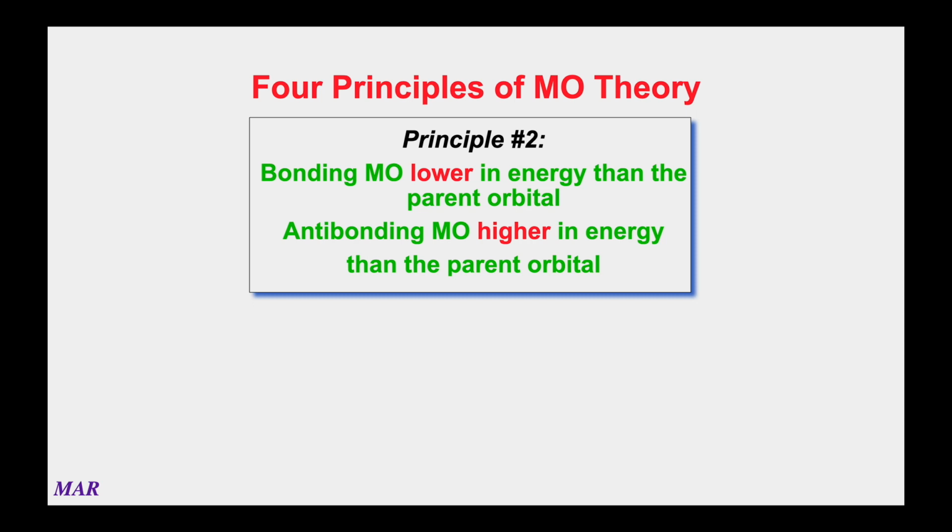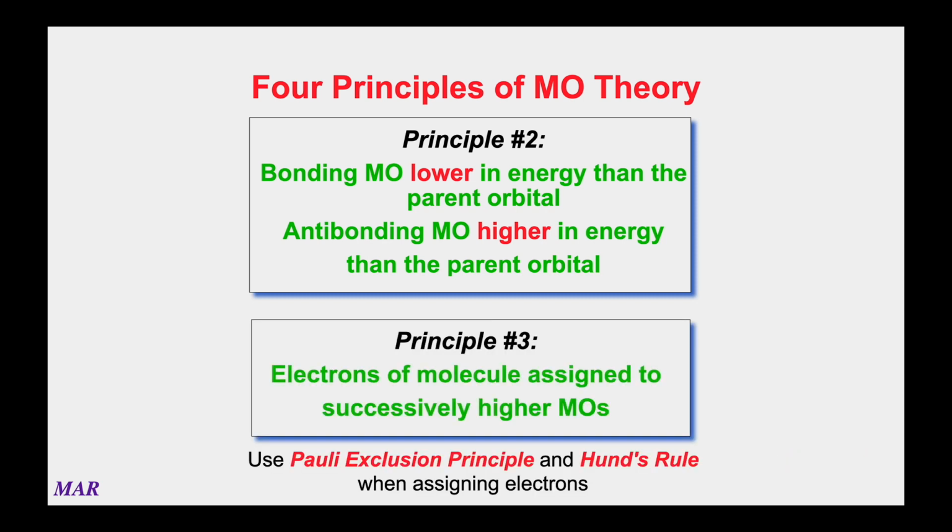Principle number 2: the bonding molecular orbital will be lower in energy than the parent atomic orbital it came from, and the anti-bonding molecular orbital, the one with this little star by it, is going to be higher in energy than the parent atomic orbital. Once you know what the bonding and anti-bonding orbitals are, you'll start putting electrons in to see what's happening.